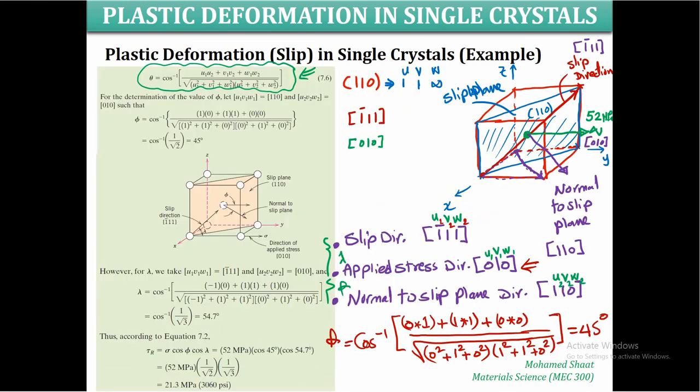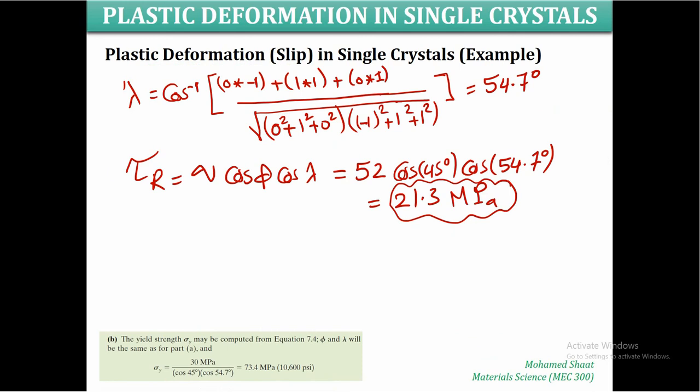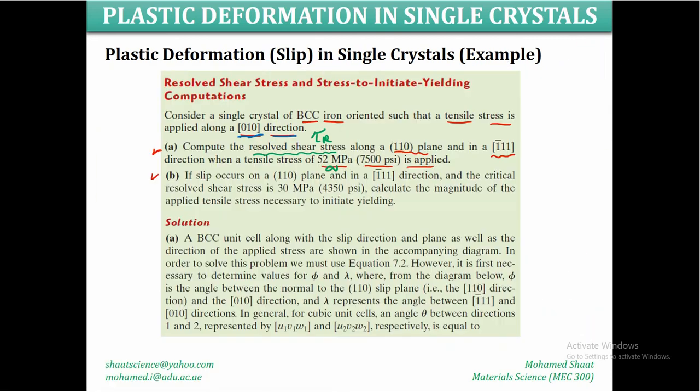So it means that this crystal is subjected to a normal stress of 52. It is not all of the stress that is used for achieving plastic deformation or moving the dislocation inside the material structure, only part of it, only 21.3 megapascal that will be used physically to move the dislocation inside the material microstructure. Make sense? So this is for part A.